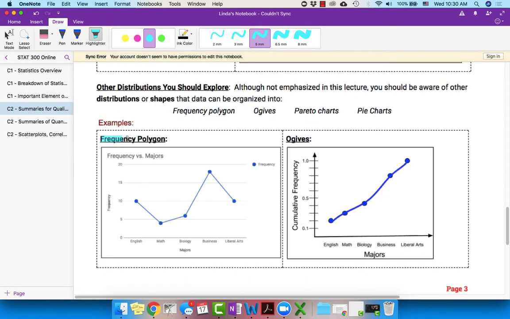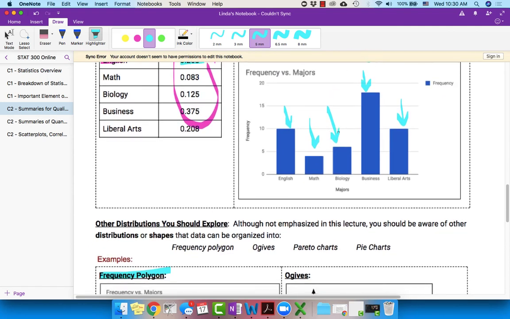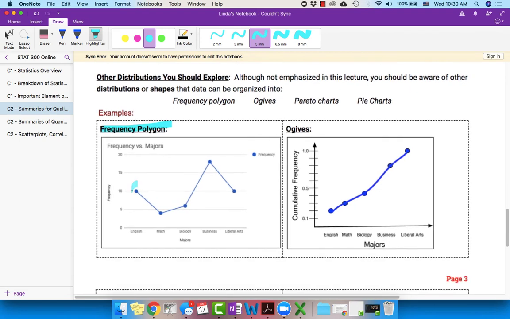This graph here is called a frequency polygon. So what does the frequency polygon look like? You can see here it is not a bar. Instead, it's plotted as points, and we connect the dots with lines. So instead of the bars that you see in the bar graph here, you will see points to represent the frequency, and then you connect the points with lines. A special kind of frequency polygon is an ogive.